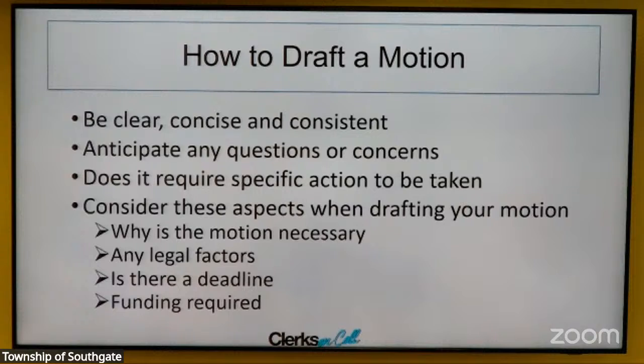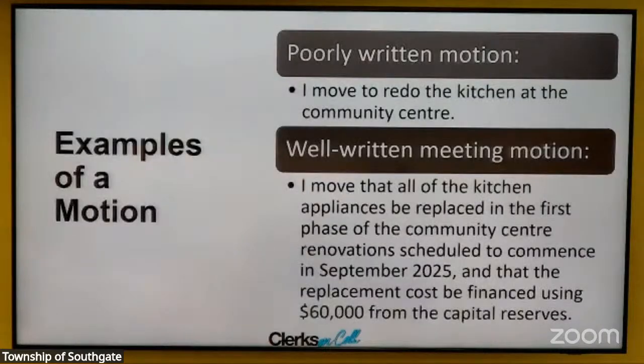Does it require specific action to be taken? You want to understand why the motion is necessary. Are there any legal factors that should be considered? Or is there a deadline? And what type of funding may be required? So let's take a look at an example.